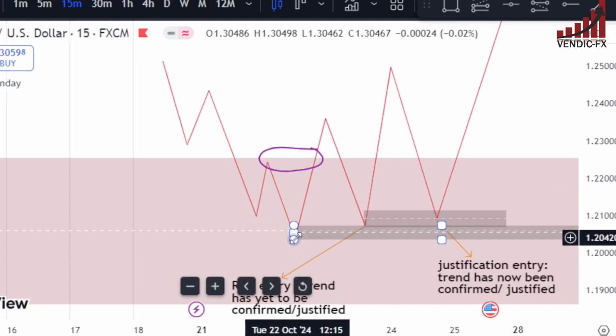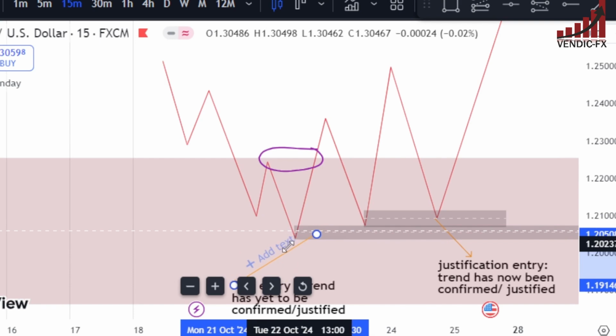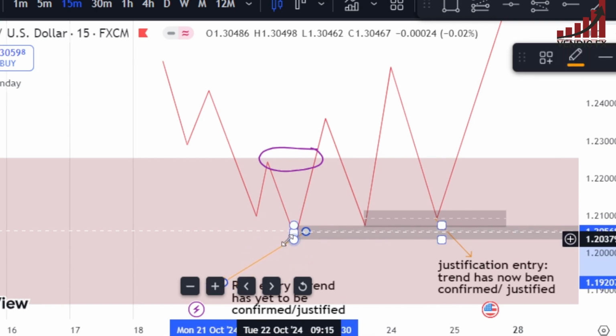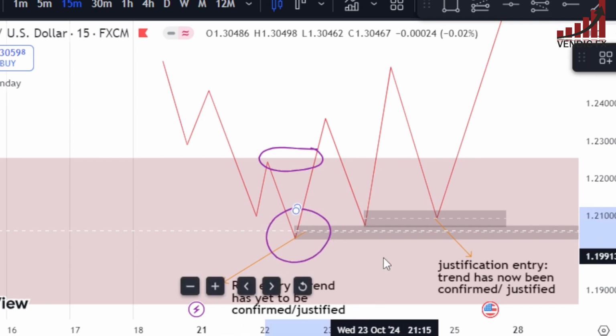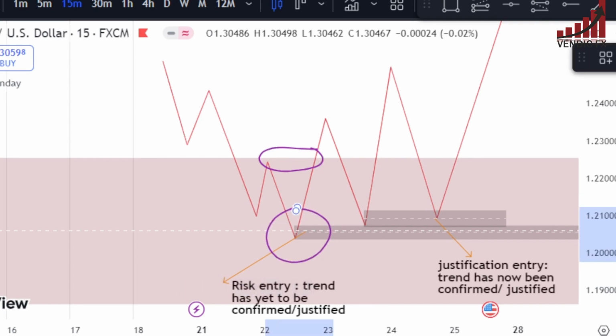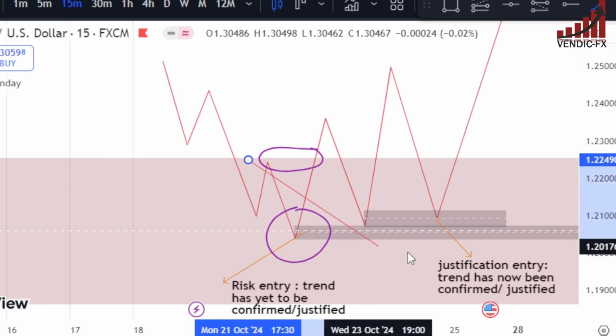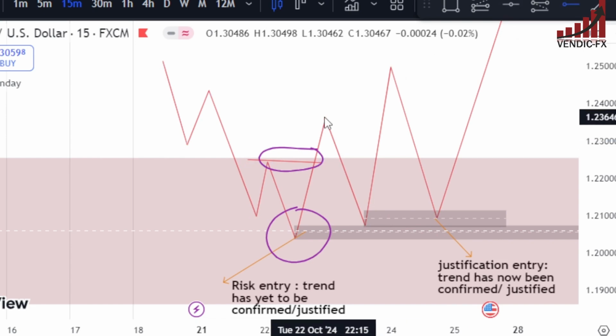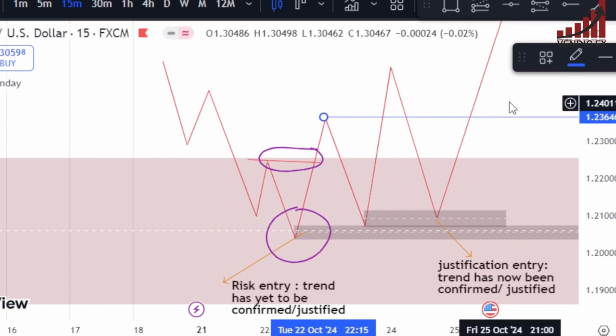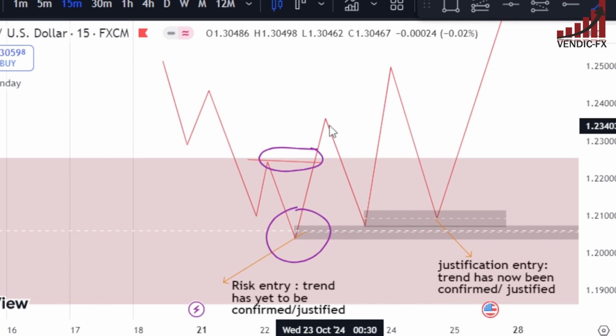So if you enter from this zone, this was supposed to be our risk entry. Let me draw something so that you know. If you enter from here, it is a risk entry. But after you've confirmed this change of character, if you enter here, it's a justified entry. And this is another change of character here. Sorry about that. This is another change of character.